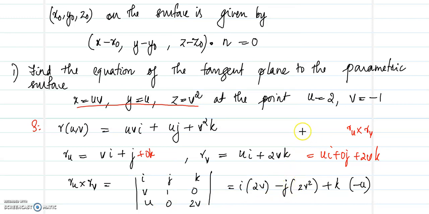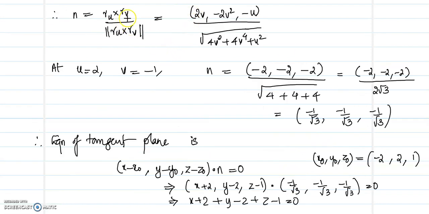Now the normal vector will be r_u cross r_v divided by the norm of r_u cross r_v, that is the magnitude of r_u cross r_v. So we will get (2v, minus 2v square, minus u) divided by the square root of the sum of the squares, that is 4v square plus 4v raised to 4 plus u square.